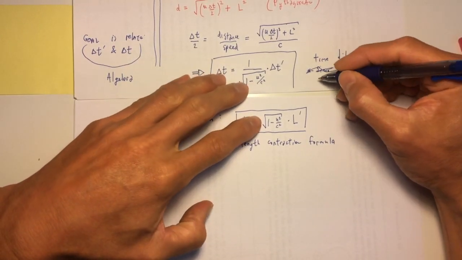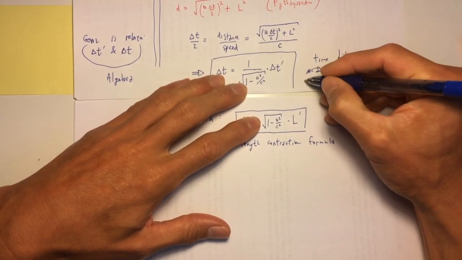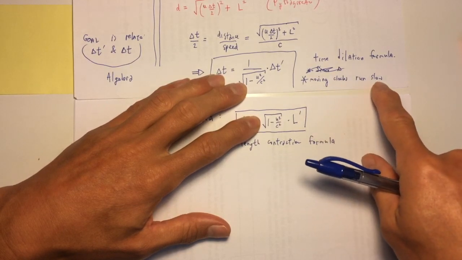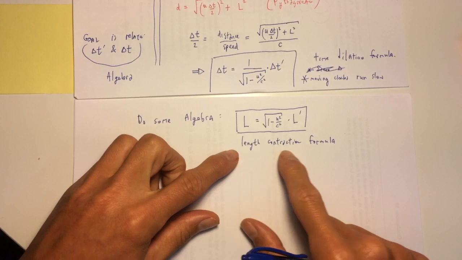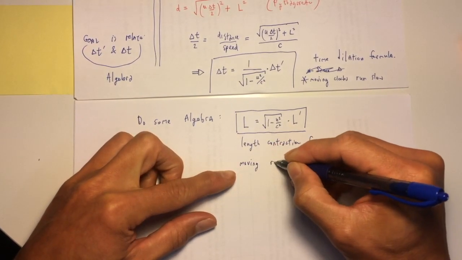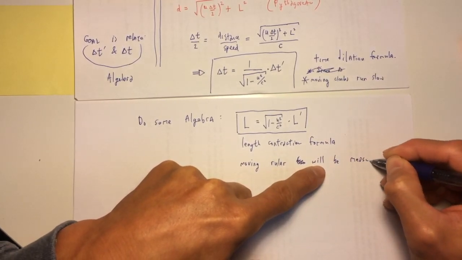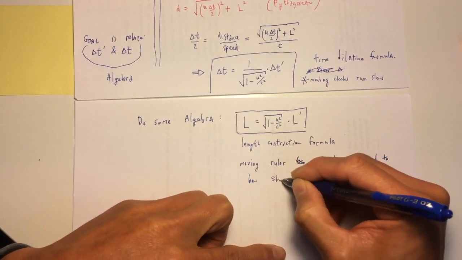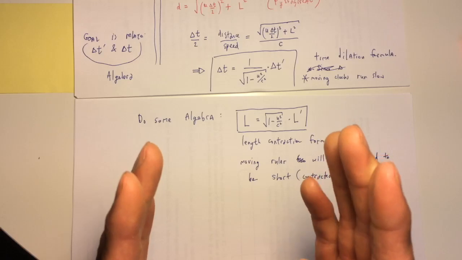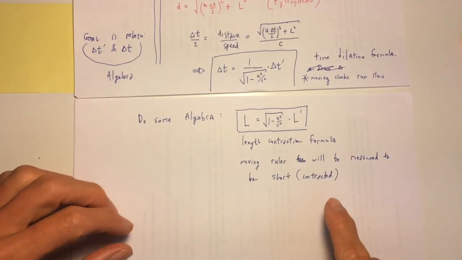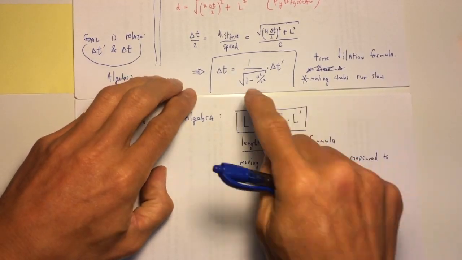So up here, the idea is moving clocks run slow. This is time dilation. This is the mnemonic device for the phenomenon. The phenomenon is that a moving clock ticks away its seconds slowly. Over here, the idea is a moving ruler will be measured to be short, or contracted. Contraction is to pull, to make smaller. So this is length contraction, and this thing right here is time dilation.